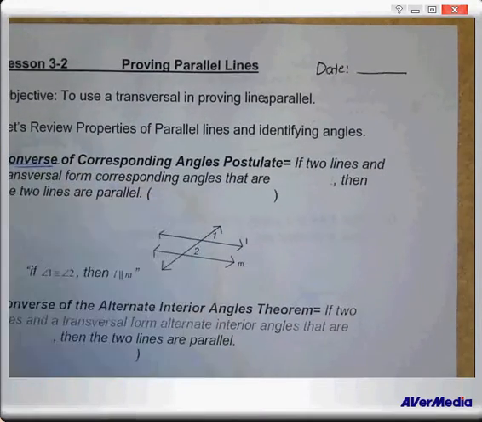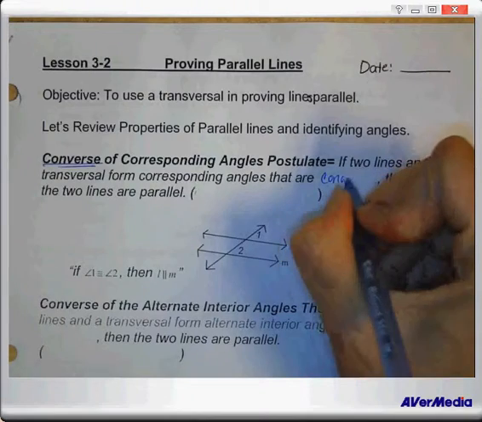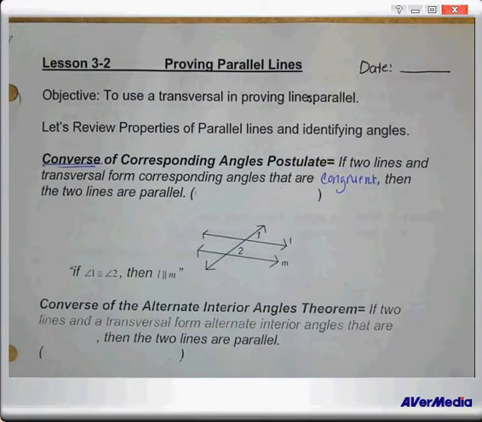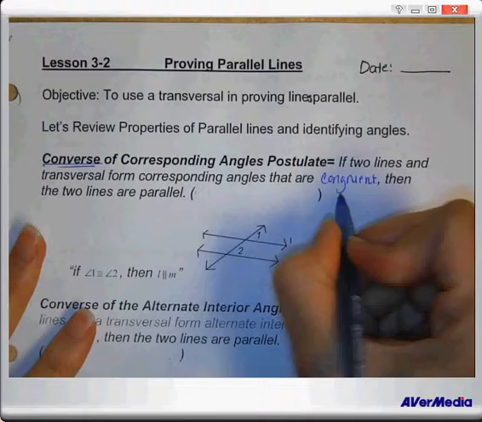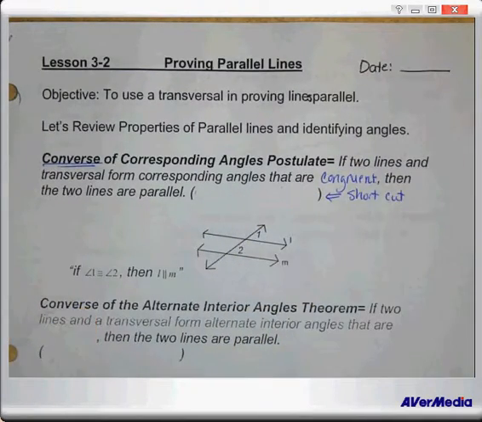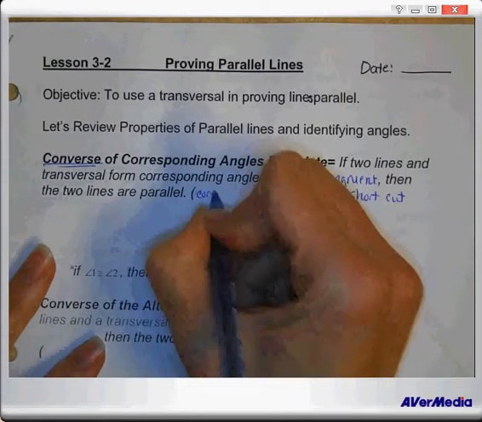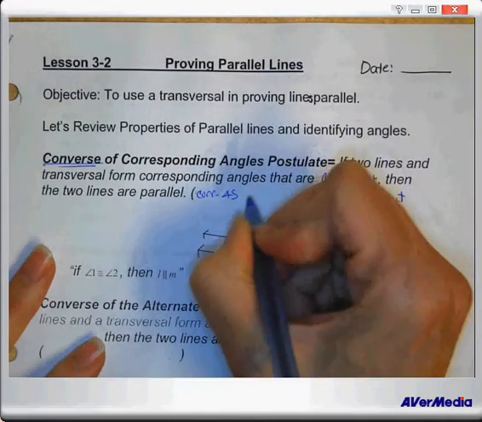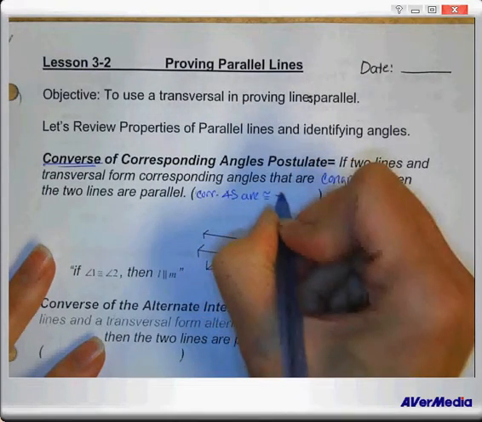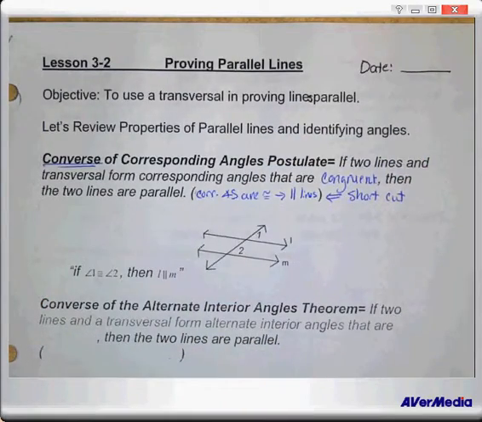First one is the converse. Notice the words here. We switched our if and then statement around. So first one, if two lines and a transversal form corresponding angles that are congruent, and you can put the congruent symbol in if you want, then the two lines are parallel. Remember we had our shortcut method, and it just saves us a lot of work writing our reasons down. And here's what I want you to write for the shortcut method. Corresponding angles are congruent implies parallel lines.